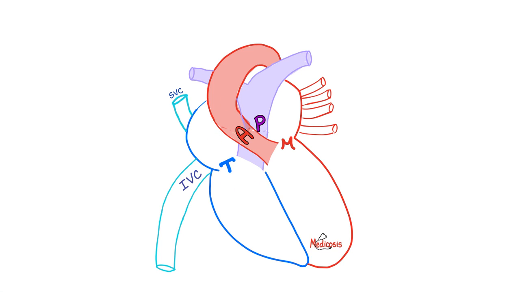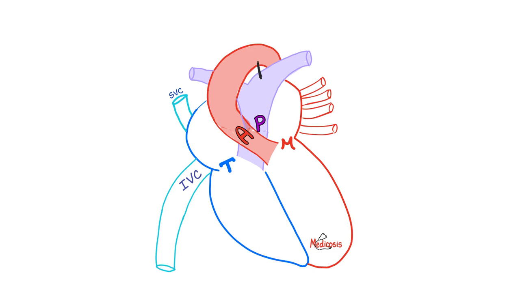How many valves does your heart have? The answer is 4. This is the tricuspid valve between right atrium and right ventricle, mitral valve between left atrium and left ventricle, aortic valve between left ventricle and aorta, and pulmonic valve between the right ventricle and the pulmonary trunk.